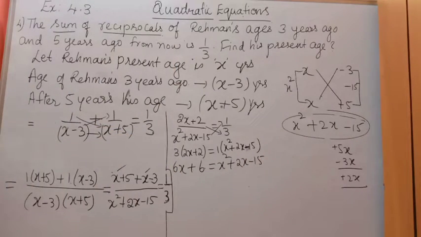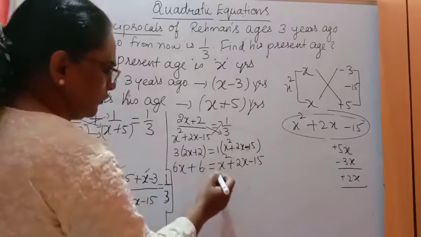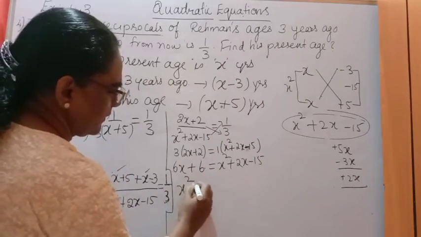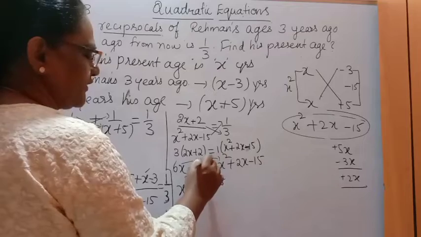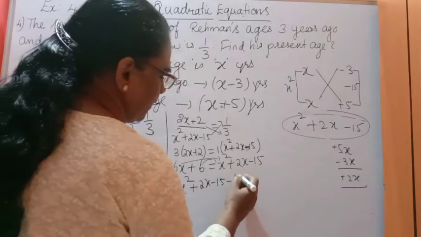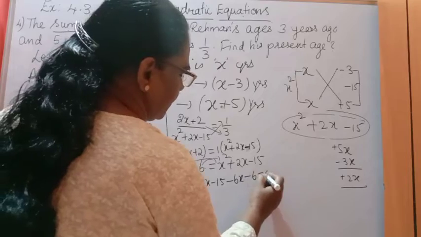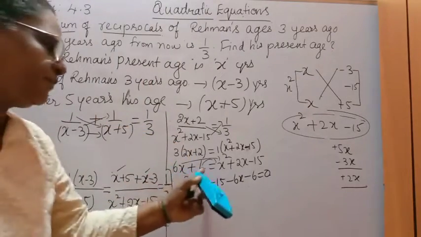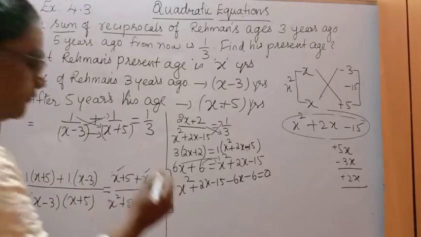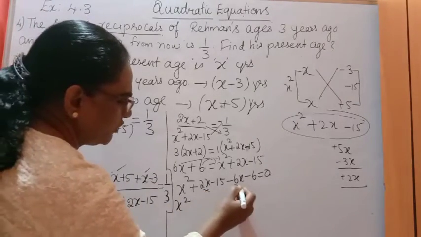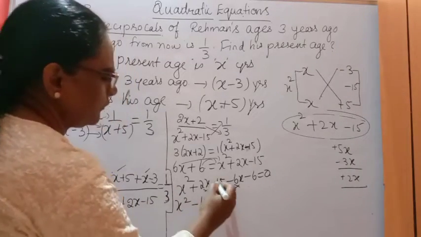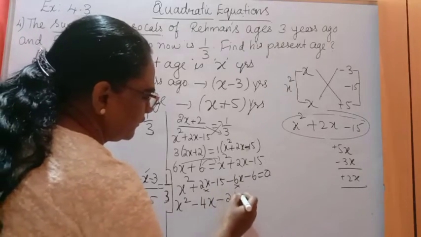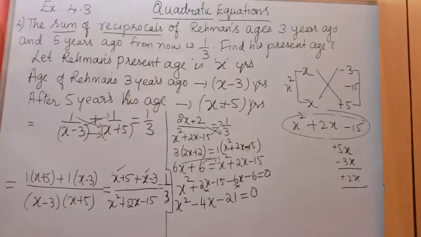Now I will shift both the terms to this side. First, whatever is there, x square plus 2x minus 15, I have written as it is. I am going to shift 6x and 6 both to the other side: minus 6x minus 6 is equal to 0. Both the terms have a plus sign, shift it, you will get minus. So x square, you have two x terms here, 2x and minus 6x, that will be minus 4x. Minus 15 minus 6 is minus 21, equal to 0. Now, this is the required quadratic equation.